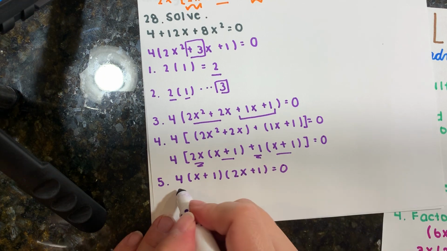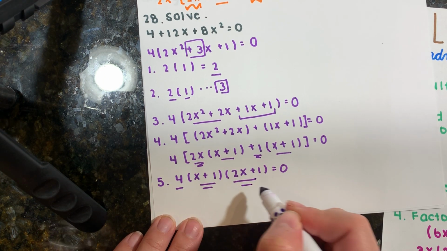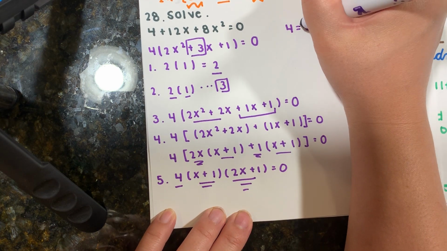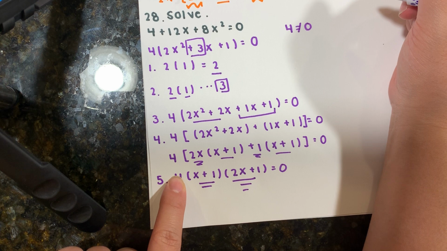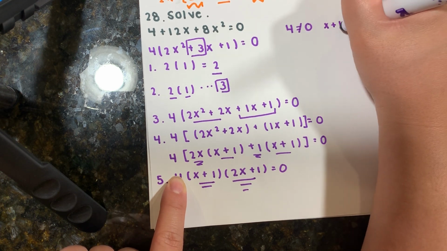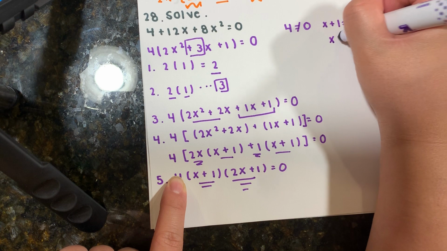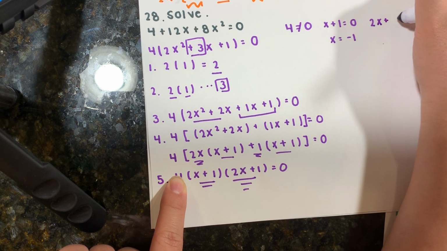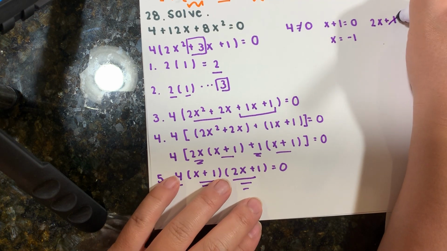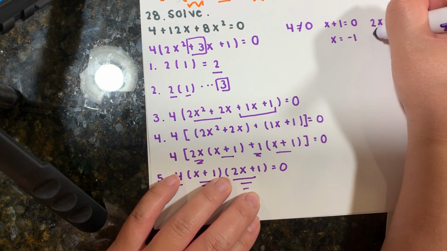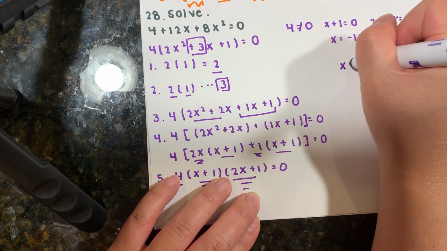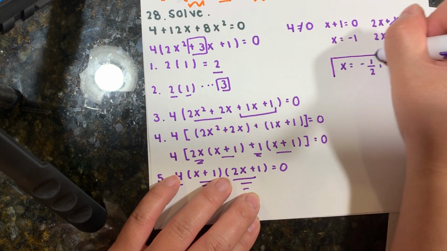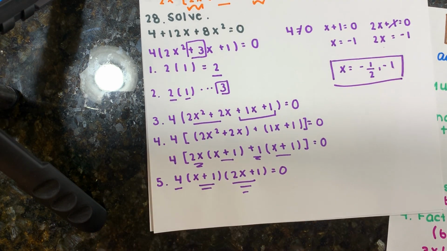But you're not done, because you need to set each of these equal to 0 to solve for x. So the first one says that 4 is equal to 0, which is not true. So this is not going to be an answer. Then I have x plus 1 equals 0. So x is going to be equal to negative 1. And then I have 2x plus 1 equals 0. When I move the 1 to the other side, it becomes negative 1. So I have two answers. I have negative 1/2 and I have negative 1.